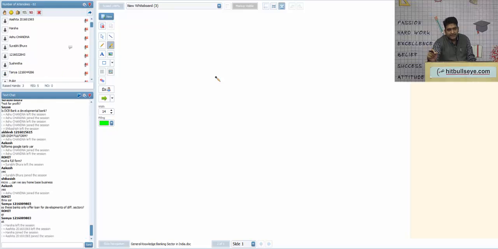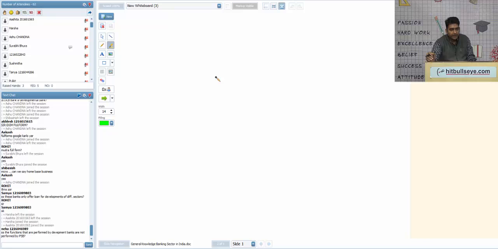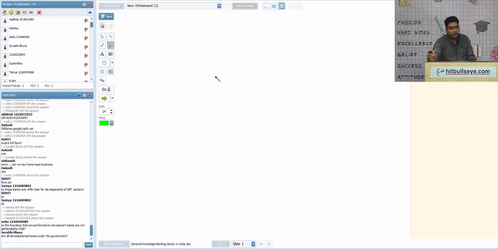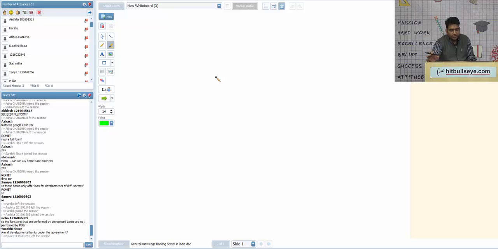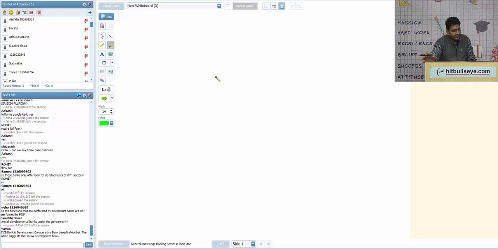That means their client is not me or you. We are not the end clients of these banks. We are not authorized to go and take a loan. We are not authorized to go and open accounts. So we are not the end clientele for these types of banks.